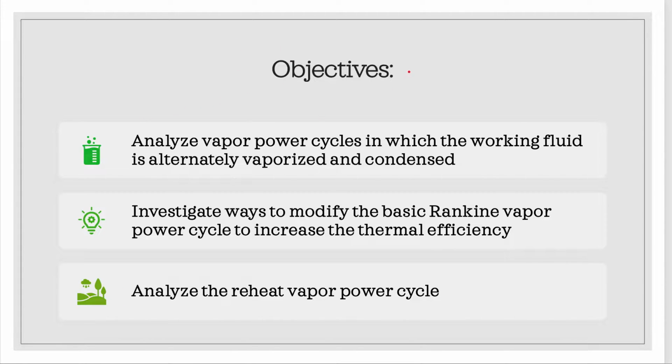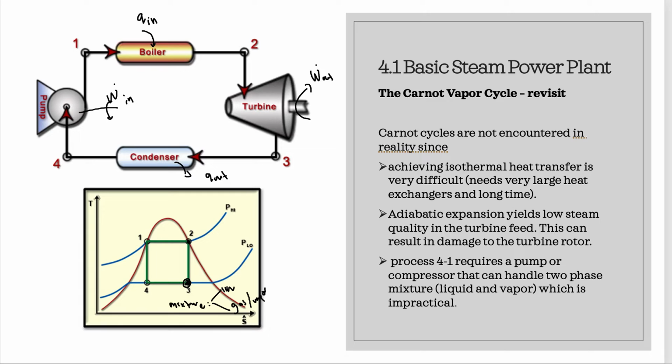So for the objective, first thing first, it is to analyze vapor power cycle in which the working fluid is alternately vaporized and condensed. Second, investigate ways to modify the basic Rankine vapor power cycle to increase thermal efficiency and to analyze the reheat vapor power cycle.